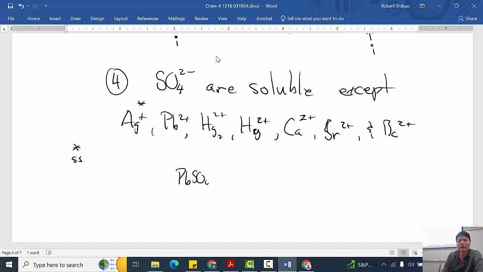So PbSO4, what do we call that? PbSO4 would be called lead 2 sulfate. Is it soluble or insoluble? It is insoluble, correct.